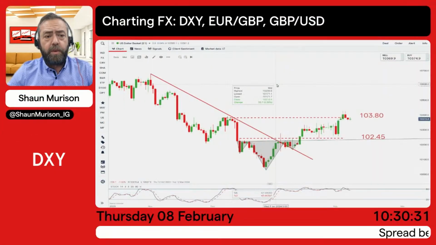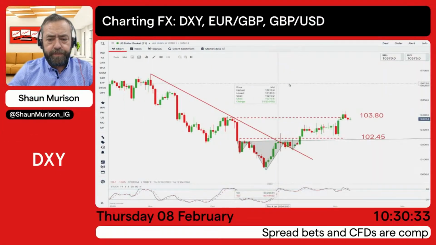Today's economic calendar is relatively light, but we do have the weekly unemployment claims coming out of the US, and we do have an FOMC member, Barkin, speaking later in the afternoon. And of course, it is ongoing US earnings season, with perhaps Philip Morris the one to watch today. Looking at some charts, let's start off with the US dollar basket.